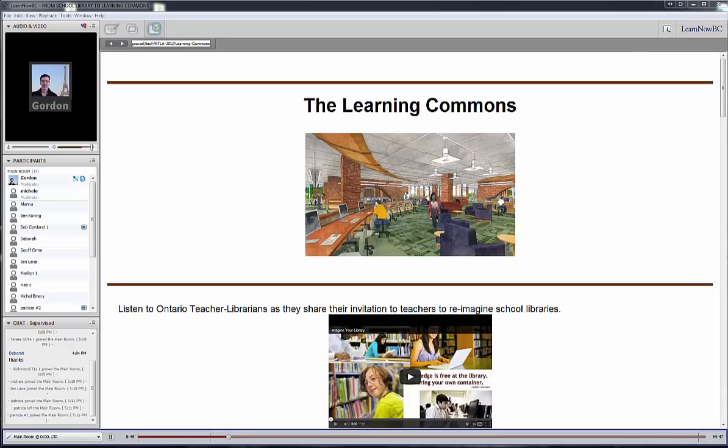I'm wondering if everyone can see the Learning Commons slide up in front of you. If you can, just mention in the chat window so that I know that people can see them. Okay, yeah, I can see lots of yeses. Okay, that's good. Great.